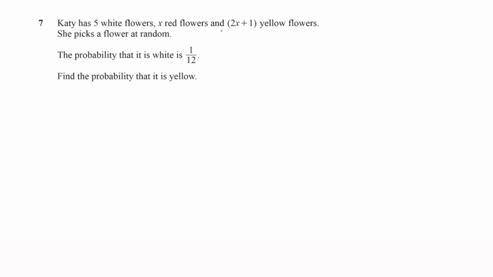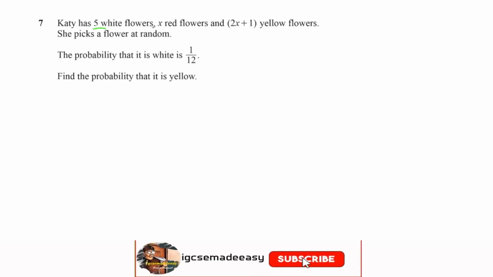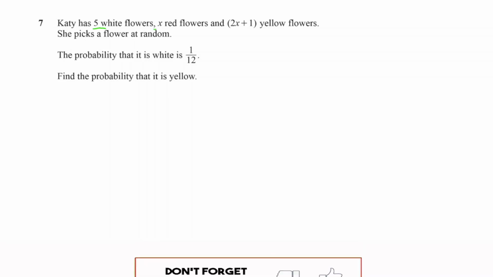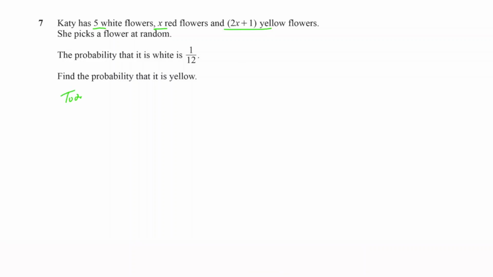We can find out the total number of flowers. That is, white is 5, red is x, and yellow is 2x plus 1. Let's find out how much is total. So total is equal to 5 plus x is red flower, and 2x plus 1 is yellow flower. So x plus 2x is 3x, and 5 plus 1 is 6, so 3x plus 6 is the total value.